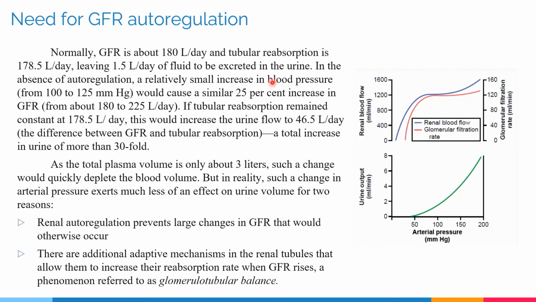Thus, this scenario that we have just discussed does not occur in daily life, but renal autoregulation firstly maintains the GFR at a constant rate, so that say a 25% or similar increase in arterial pressure does not affect GFR, and glomerulotubular balance further increases the reabsorption, which is this particular value, 168.5 liters per day, and thus prevents excess urine formation and excretion of fluid from the body.